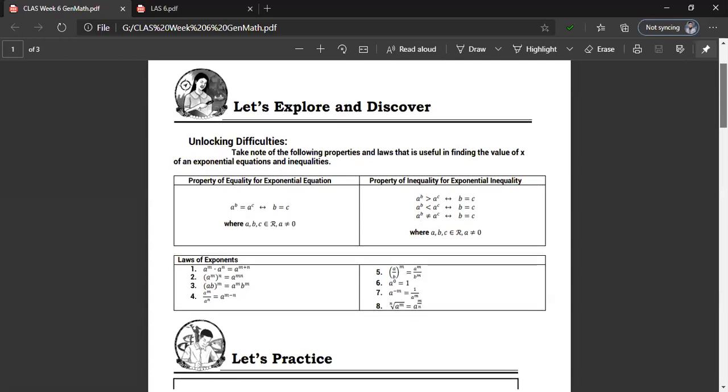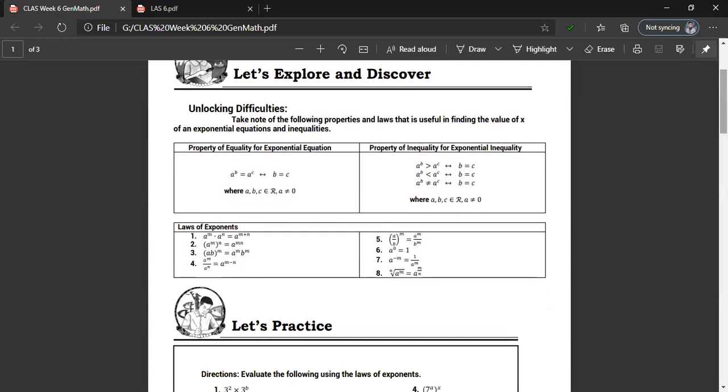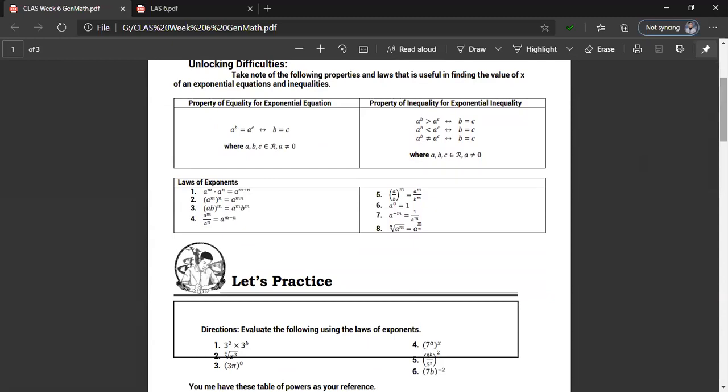So the first part is to unlock the difficulties. In this part, ito yung mga topic or mga dapat nating tandaan na napag-aralan nyo na slightly in your junior high school mathematics. Ito yung mga dapat nating i-take note or i-consider when we are about to solve the value of x in our topic for today. Okay?